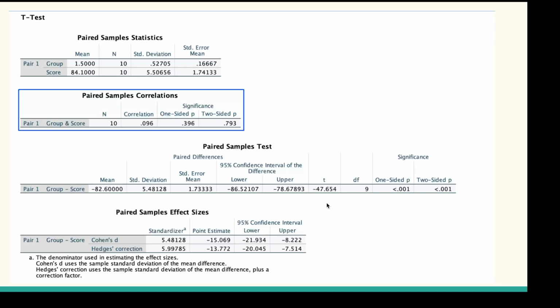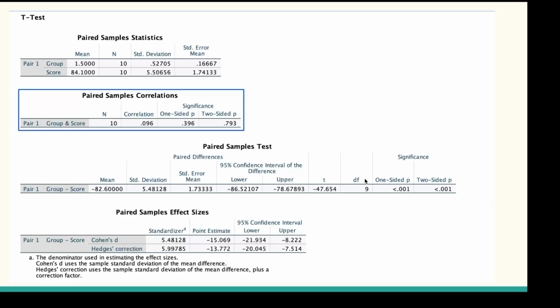Now for t, the t statistic is a measure of the size of the difference relative to the variation in the sample data. It is calculated as the mean difference divided by the standard error of the mean difference. In this case, this would be negative 47.654.